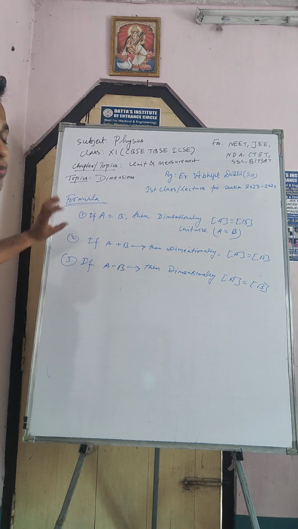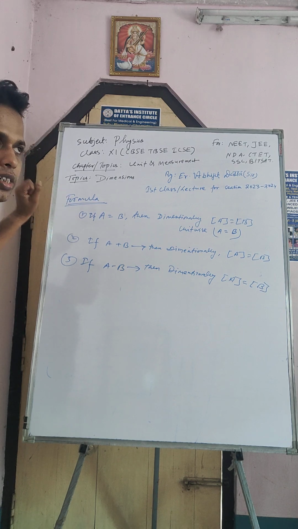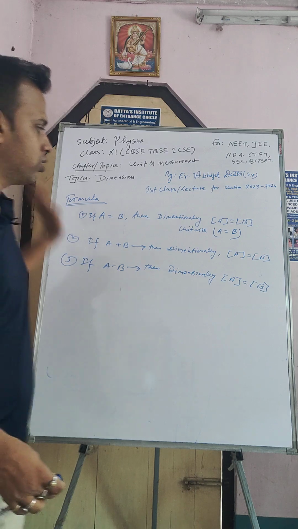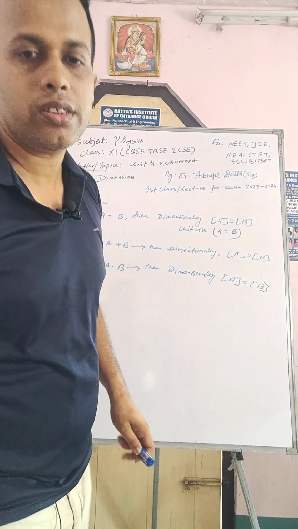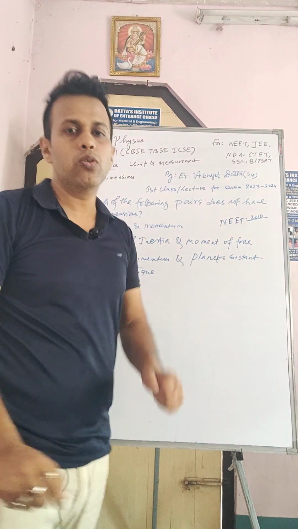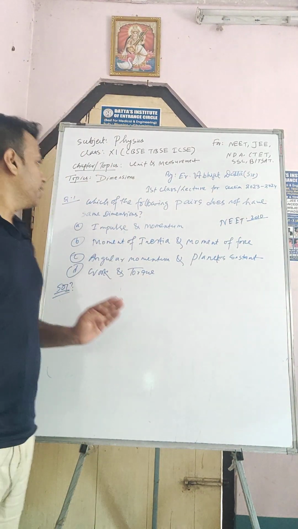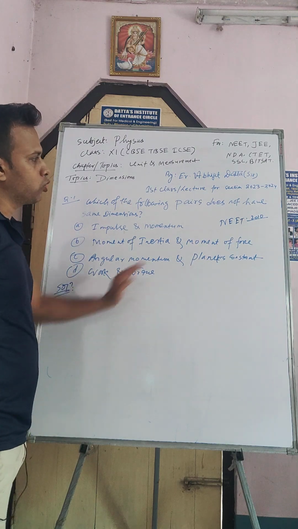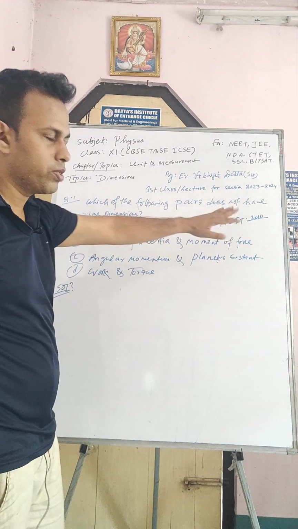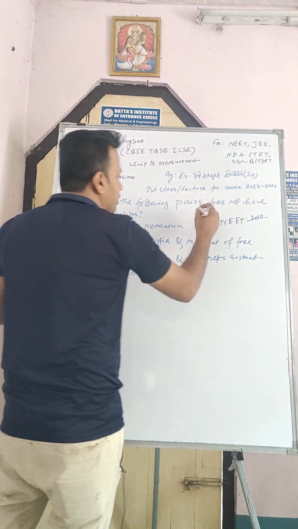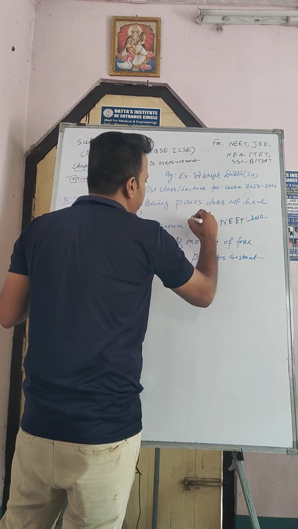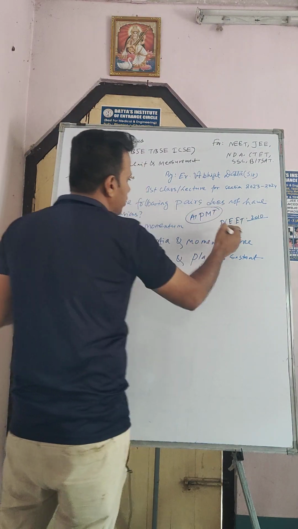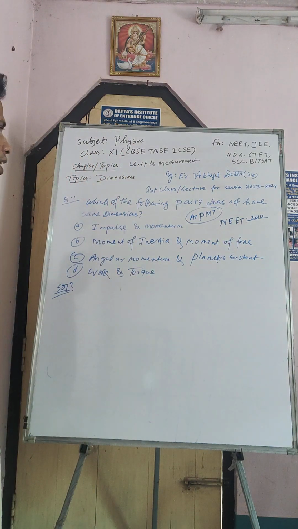Now we will do some previous year questions from NEET and IIT JEE. Those came in the previous sessions from these topics. So let's start. Our first question is: which of the following pairs does not have the same dimensions? This question came in NEET 2010. In the previous session it was known as PMT, AIPMT. Now it is known as NEET, the medical entrance exam.